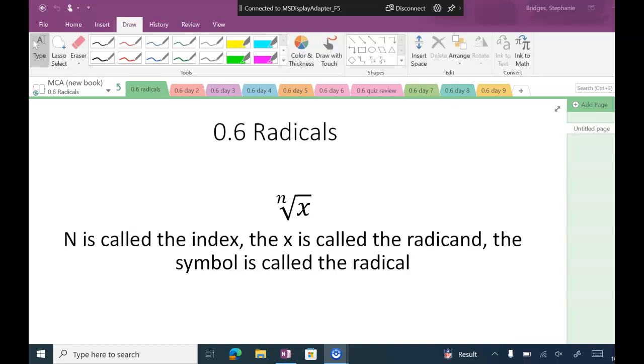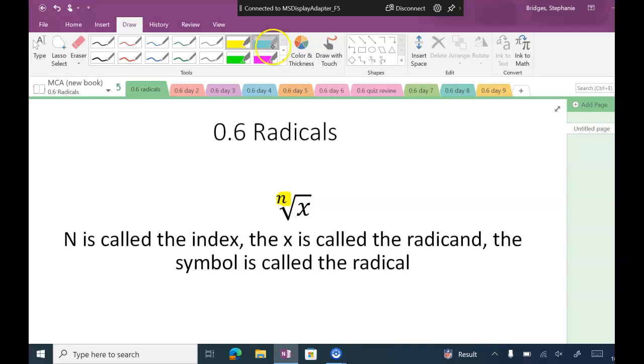But first, we just want to talk about what things are called, because when I refer to them, you need to know what I'm talking about. So first is n is the index. That little number is going to be written up in the little open part of your radical symbol. That tells you what root you're taking. If there isn't one written, that's a 2, like a square root. We don't usually write it, like we don't write an exponent of 1. But if it's anything higher than a square root, then you will have a number there.